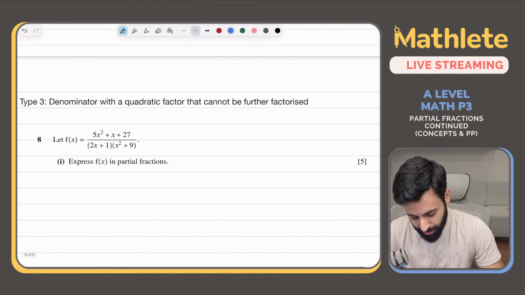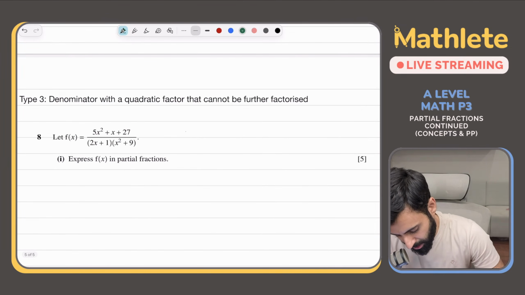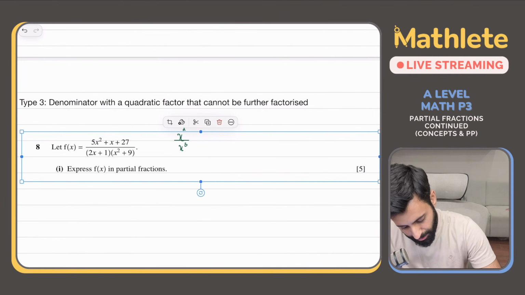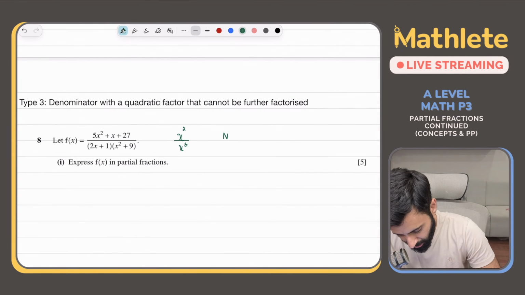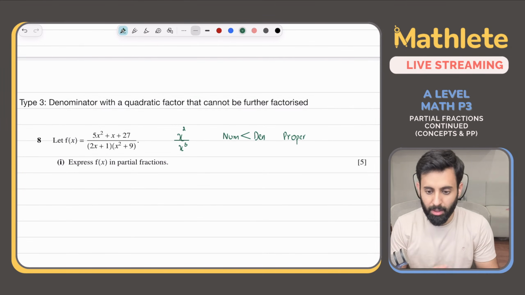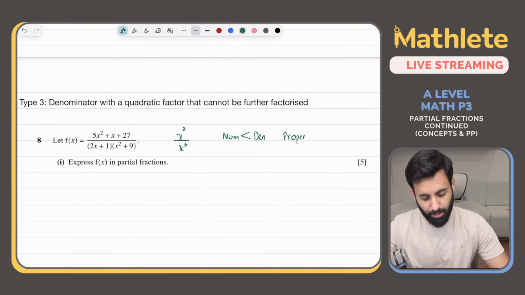Okay, and remember, the very first thing you need to identify is whether it's a proper fraction or not. So what is the maximum power in the numerator? That's x squared. What is the maximum power in the denominator? That's x cubed. Because the power in the numerator is lesser than the denominator, that means it's a proper fraction. Okay, only after you've identified that it's a proper fraction do you move on.